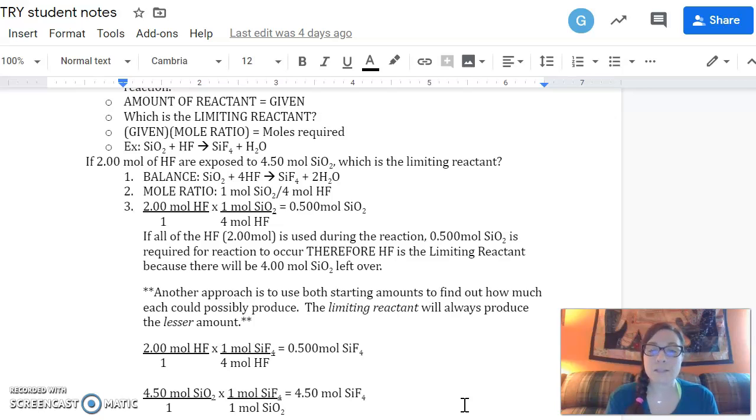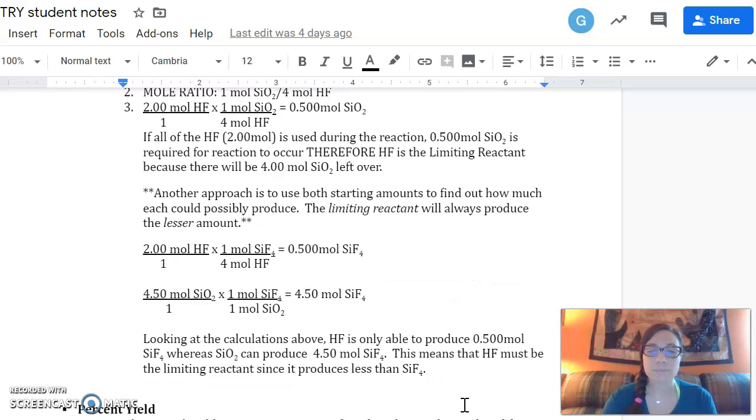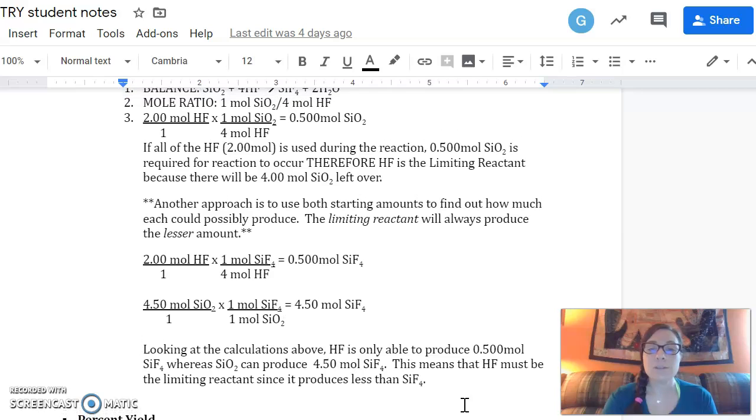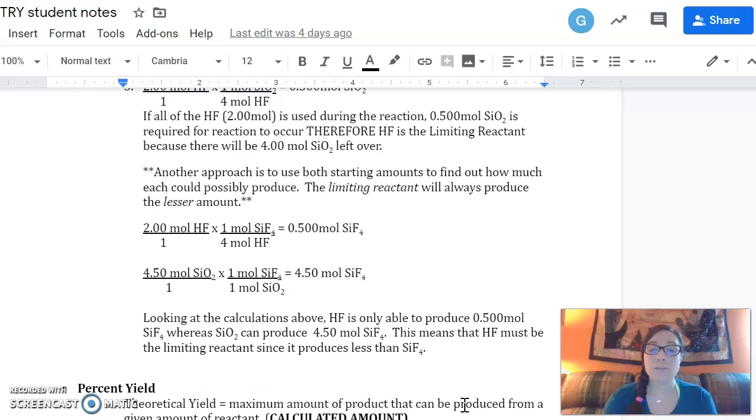So based on these 2 calculations, the first one, the HF, is limiting how much we can form. So that is what we call our limiting reactant. The limiting reactant is the one that's always going to produce less in the reaction. Looking at the calculations above, HF is only able to produce 0.5 moles of SiF4, whereas the SiO2 could produce much more than that. So that means that the HF in this case is going to be our limiting reactant.